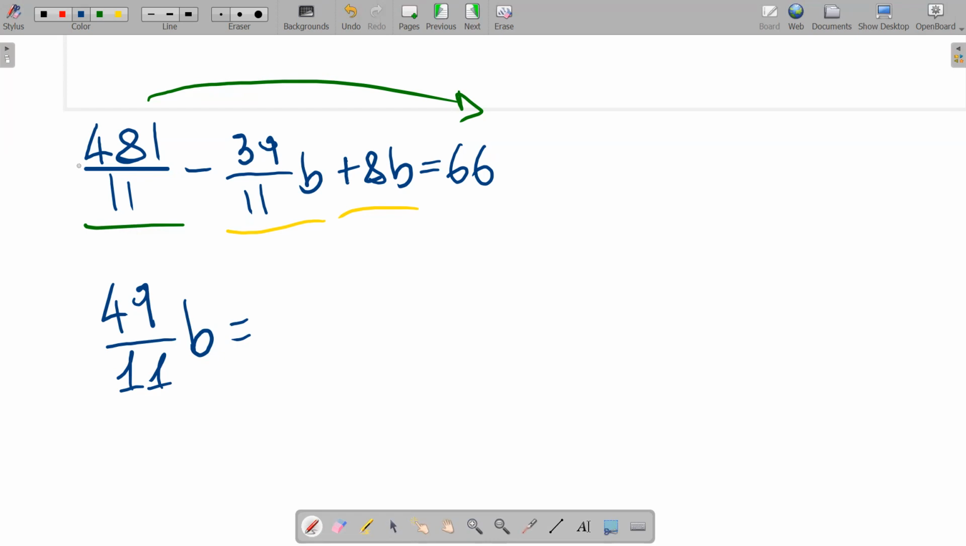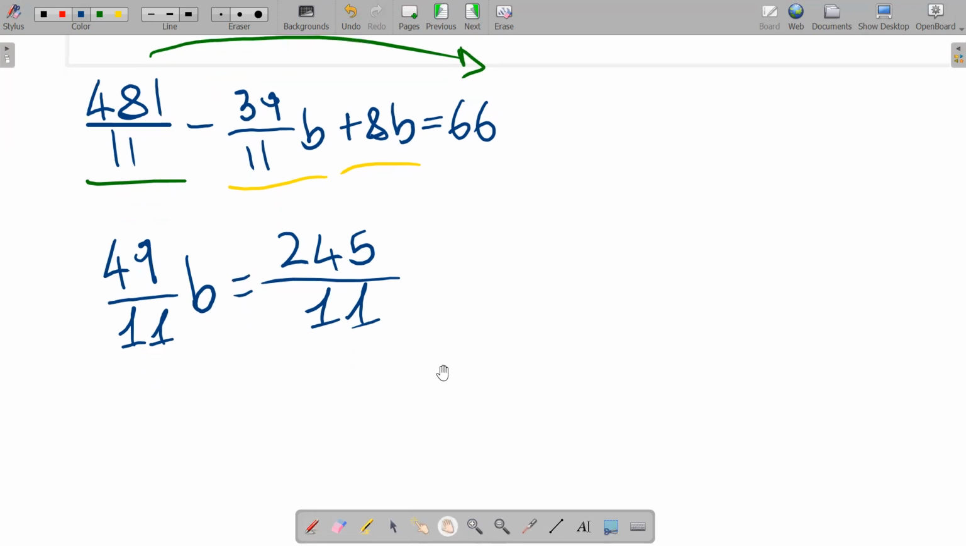And that will give us 245 over 11. I've just done the operation, okay? I've skipped the part to write them, but I hope it's clear at this point. Because now what do we have to do? Now we need simply to isolate our B.